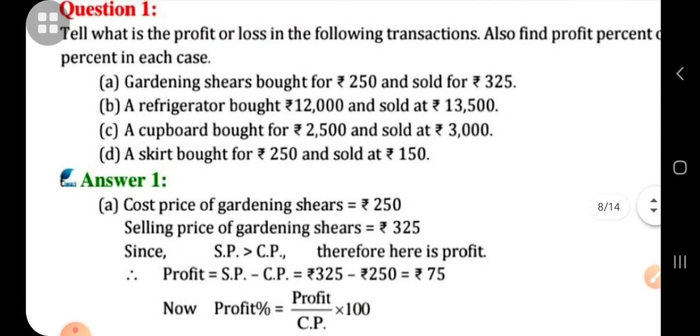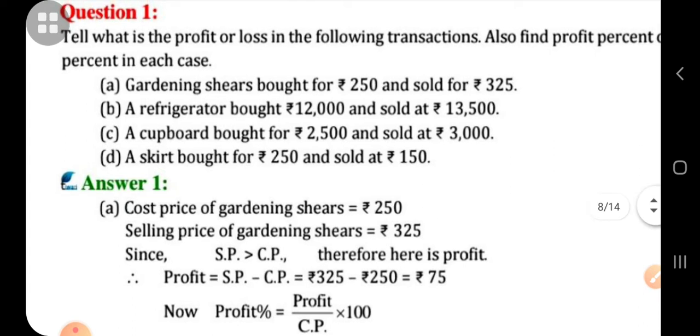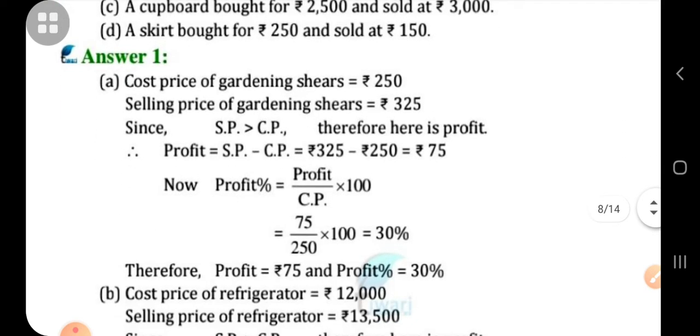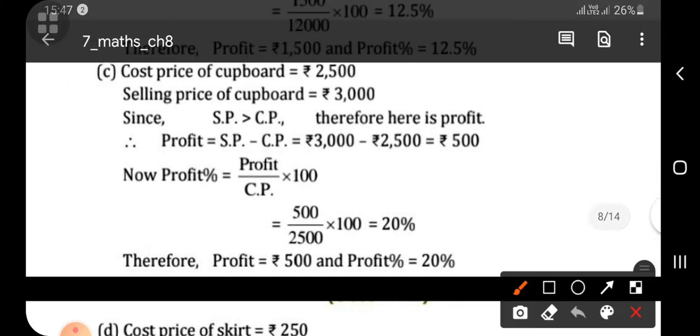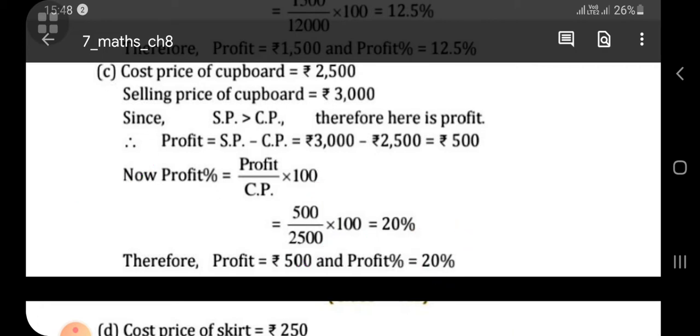Third one, a cupboard bought for 2,500 rupees and sold at 3,000 rupees. So there is a profit of 500 rupees because selling price is greater than cost price. Profit in percentage: profit divided by cost price into 100. 500 divided by 2500 into 100. Simplify it, you will get 20%.